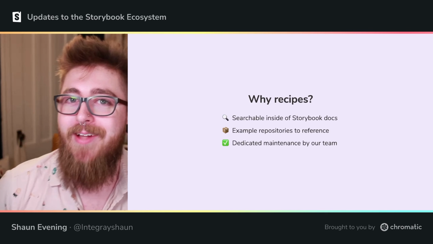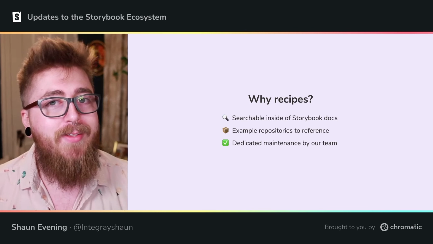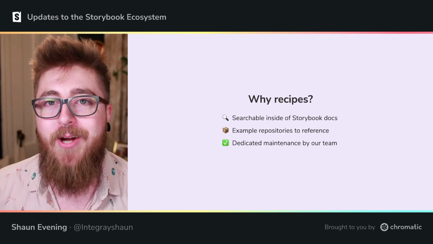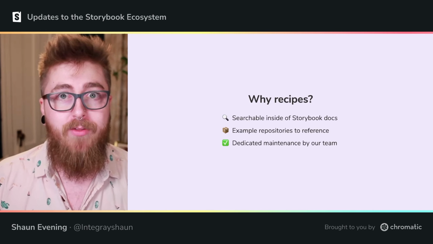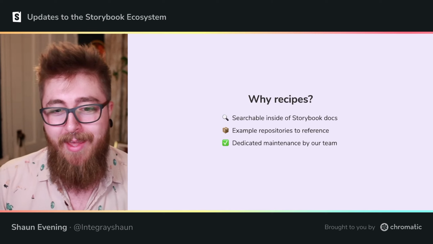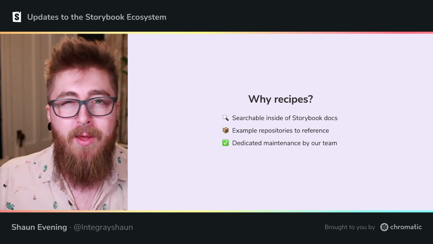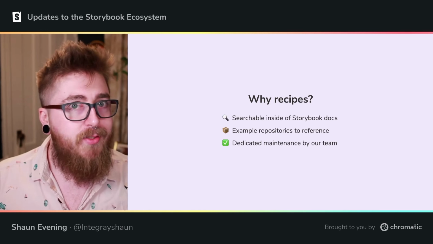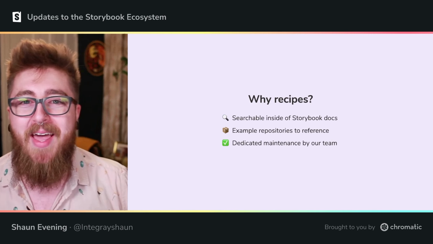So why did we do it? Why recipes? What's in it for you? Well, they're searchable in the Storybook docs. So if you type in the name of that package you want to get set up in Storybook, if we have a recipe for it, it's going to show up right in the list of search results for our documentation. On top of that, we also have example repos that you can dig through to find out how it was all set up if you want. And on top of all of that, we have dedicated maintenance from our team, so that should always be up to date for you. No more looking back at old blog posts from us or someone else in the community on how to set up your favorite tools that might most likely be out of date.